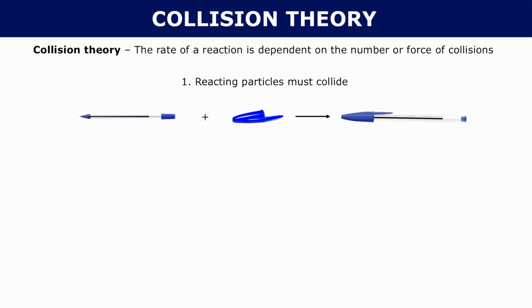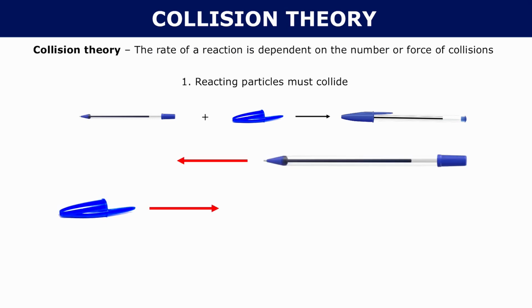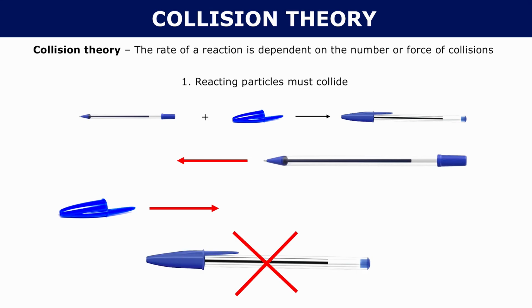And to go through the postulates of collision theory, imagine this analogy where you have a pen without a cap reacting with a pen cap to form a capped pen. If you have these reacting particles, the pen and the pen cap, never colliding, then you are never going to create the capped pen. In this case, the pen and the cap are just going to miss each other and no reaction ever occurs. So you never get your capped pen.